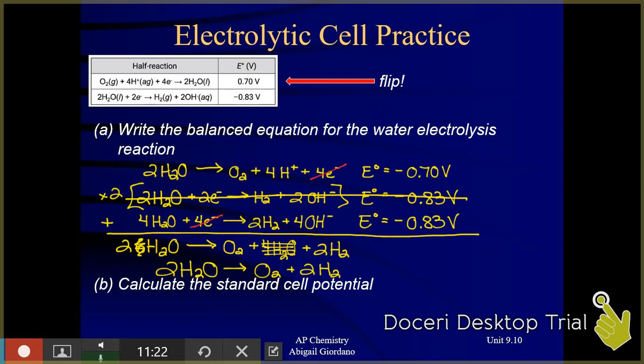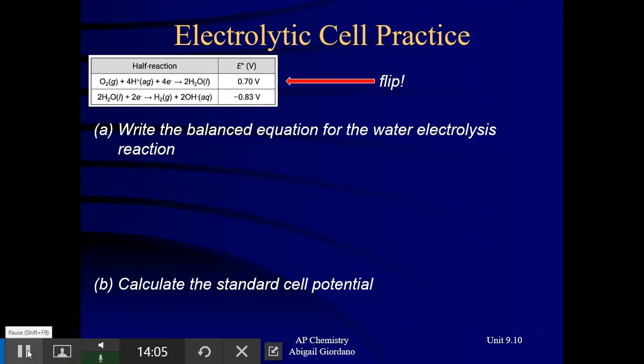For part B, all I have to do is add those potentials together, negative 0.70, negative 0.83, and that gives us negative 1.53. And it's negative. It should be. Electrolytic cells have negative cell potentials.